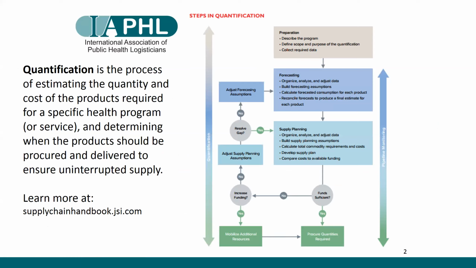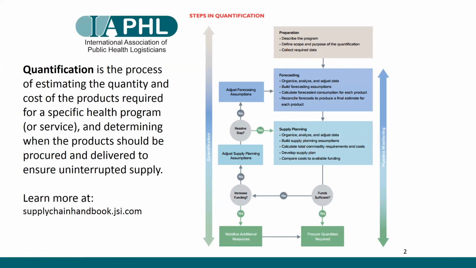I'll give just some quick technical context on some of the terminology we're using today before we jump into the walkthrough. Quantification is the process of estimating the quantity and cost of the products required for a specific health program or service, and also determining when those products should be procured and delivered in order to ensure an uninterrupted supply.